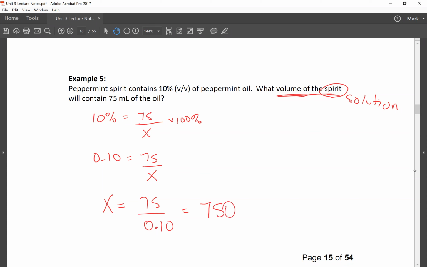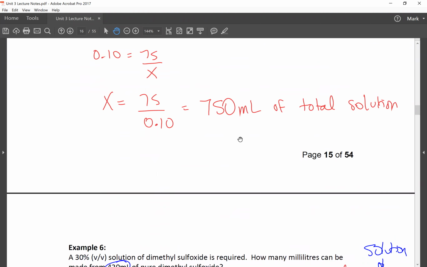750. Now that's of total solution, right? So if the question was how much solute would you add? In this case, the solute is typically, like when you see the word spirit, it typically means some sort of alcohol. You would subtract. So this would be 675 milliliters were added, but that's not what the question is asking. Okay, I hope that makes sense.